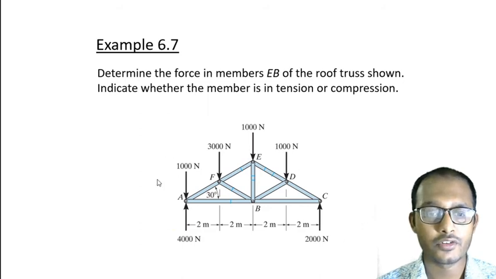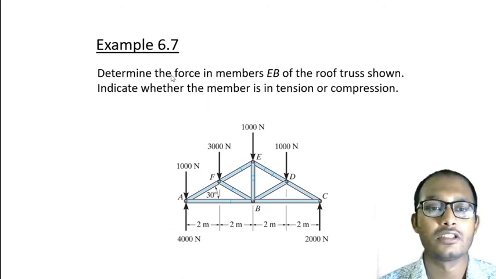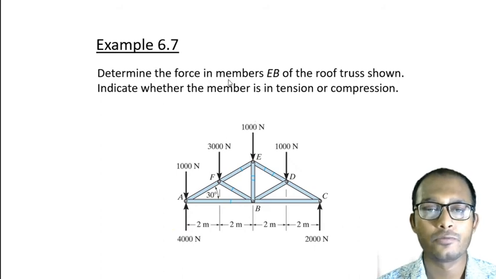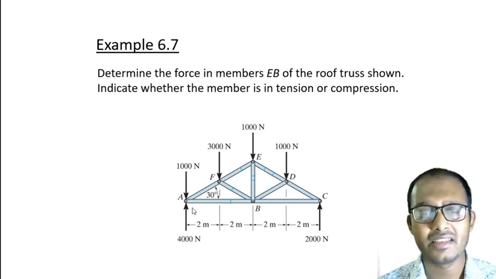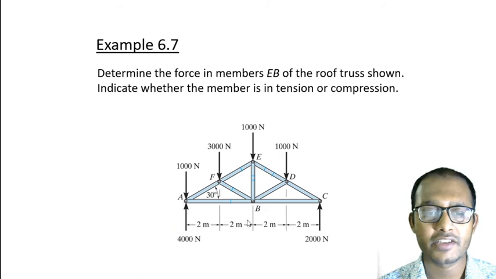Okay, let's try to solve one more problem, article number 6.7. Determine the force in member EB of the roof truss, and indicate whether the member is in tension or compression. It's simple. There is actually no support, but the reaction forces are given as 400 and 200 newtons. So let's jump into this.